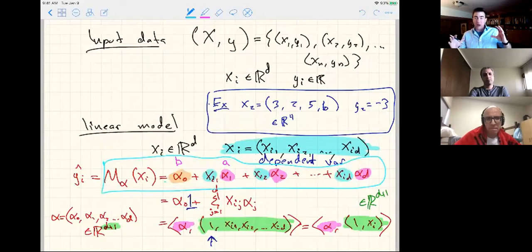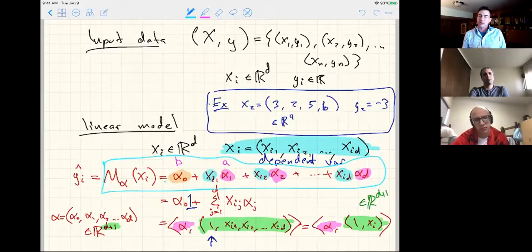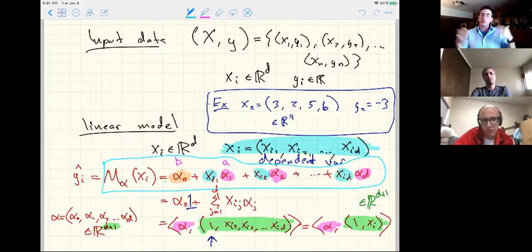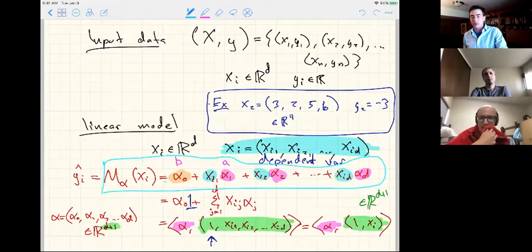I'm saying it's a linear model, which means it has to have this form. I can only multiply all of my dependent variables by scalar coefficients, and I can add an offset. If it's a linear model, that's all I can do. So I'm restricting the class of models. We'll look at more complicated models later on in this lecture, and you can build much more complicated models than this.